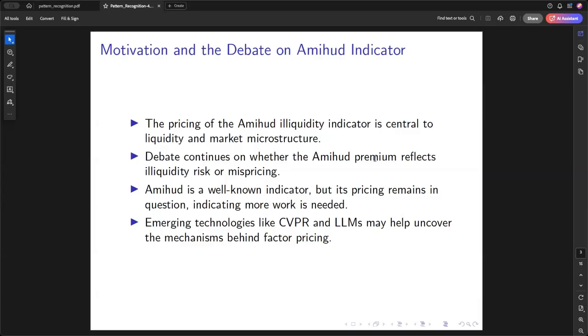It's directly linked to the concept of liquidity in the financial market and therefore is tied to the market microstructure. However, its pricing remains in question. So this is an indication that more work is needed to understand why factors are priced. So now I can use emerging technology like CVPR and large language models to fill this gap and may help provide additional insights about the mechanisms behind factor pricing.